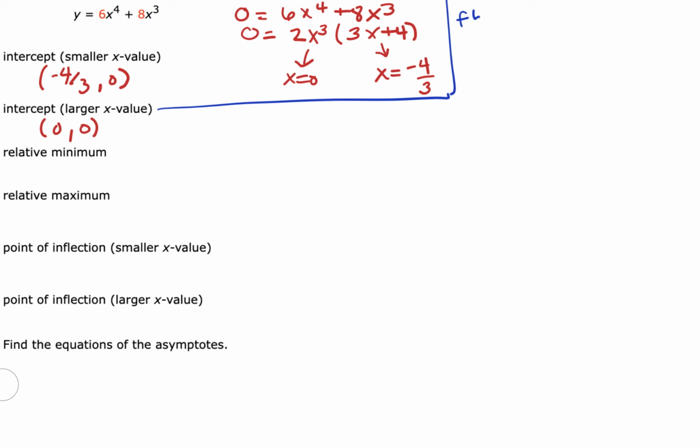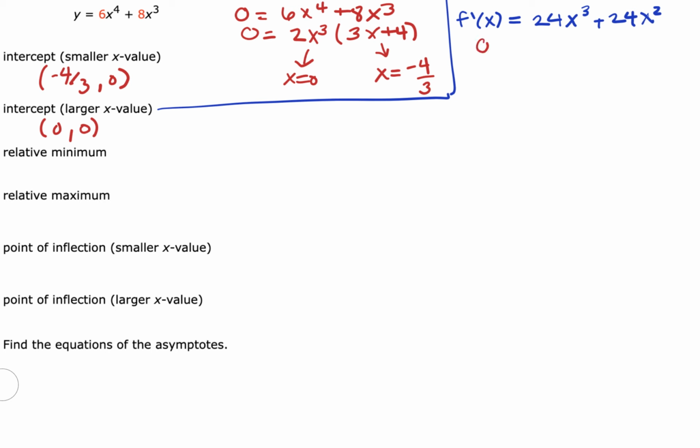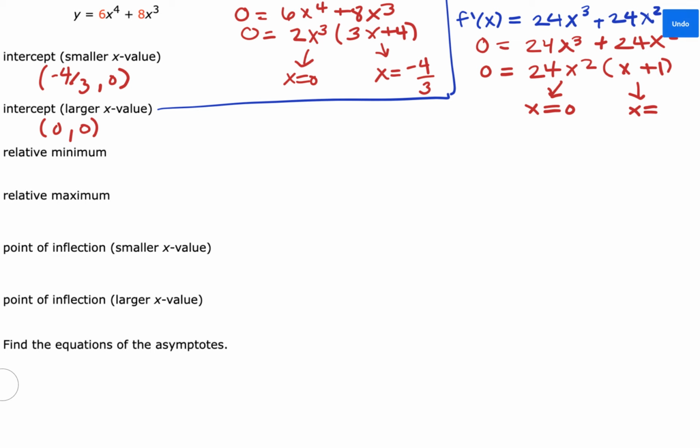So f prime of x is going to be 4 times 6 is 24 x cubed plus 24 x squared. Okay, so that is my first derivative. Now we are going to set it equal to 0 and solve for x to find our critical numbers. So we would have 24 x cubed plus 24 x squared. Again, think greatest common factor. We can pull a 24 out, obviously, that one was super easy, and an x squared. So we would be left with x plus 1. We solve, get x equals 0, and x equals negative 1.